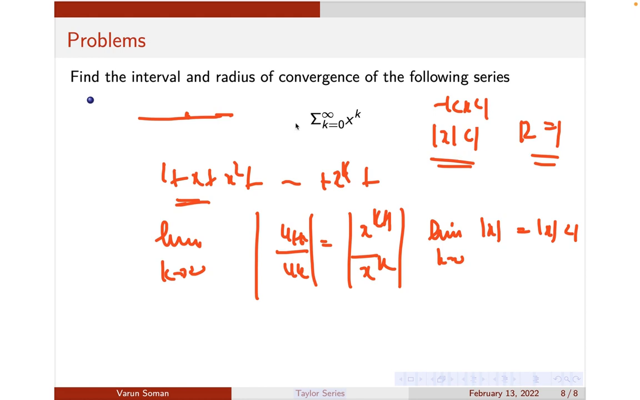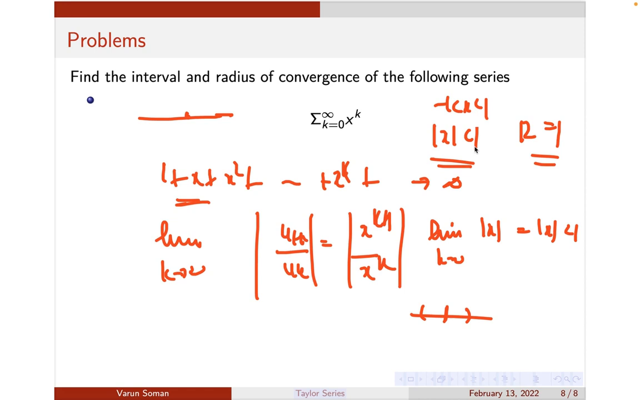What happens when your x is equal to 1? Because you know that the power series is always convergent in an interval around x equal to 0, and we don't know anything about the endpoints. So what if your x is equal to 1? When x is equal to 1, your series becomes 1 plus 1 plus etc. It is going to infinity because your terms are 1 plus 1 plus 1 plus etc. So if x is equal to 1, the series is not convergent.